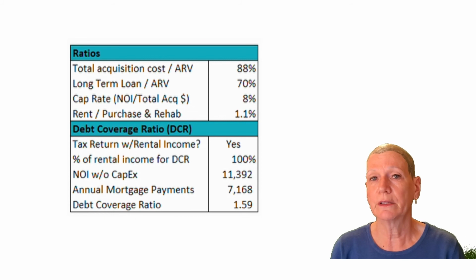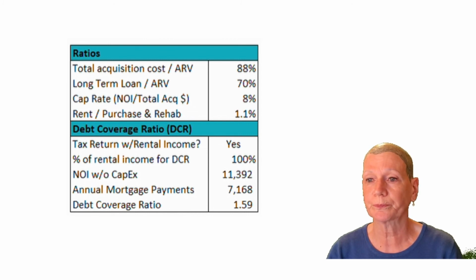That doesn't mean that just because something has a 1% value of rent to purchase and rehab cost that it will meet your cash flow targets. I think a better way to look at it is to say if it's not at least 1%, then it's very unlikely that it's going to meet your cash flow targets. But again, that's a number that you see calculated here as a piece of information.